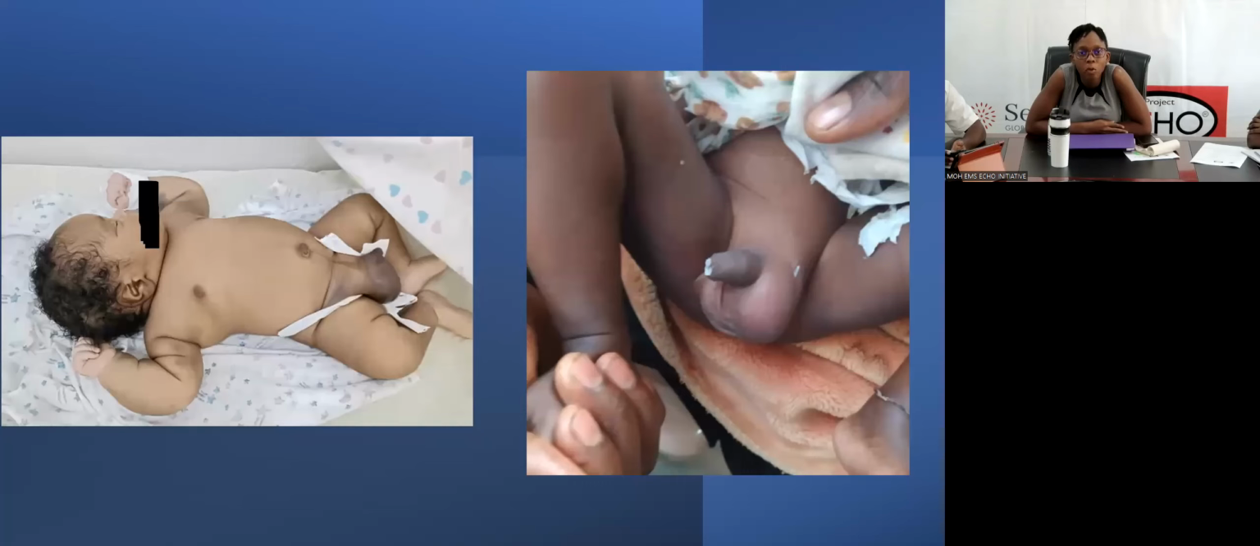Yes, we had talked about differentials. I brought this one in particular because it is very missed. It's one of the most missed causes of acute abdomen. When a child comes in with vomiting, abdominal distension, all we focus on is the abdomen. Rarely do we remove those pampers to look at what's happening in the groin.